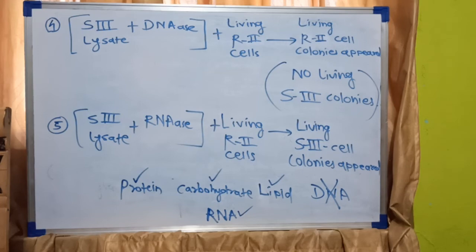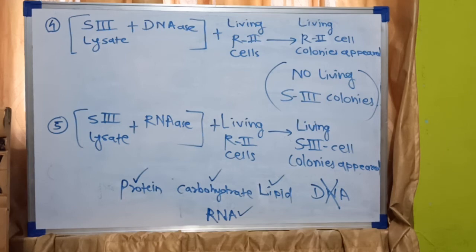Let's see. As you can see, in the third step, Avery et al. performed destruction of lipids from the S cell lysate, but transformation of R2 cells to living S3 cells still occurred. So they performed the fourth step here. The S3 cell lysate is now treated with DNase enzyme, which destroys particularly DNA. When the DNA is destroyed, the S3 cell lysate is mixed with living R2 cell suspension and allowed to transform.